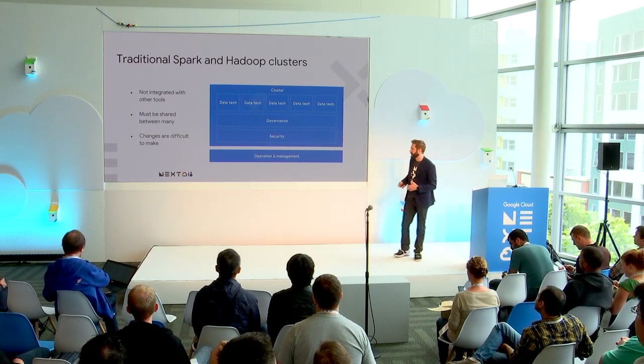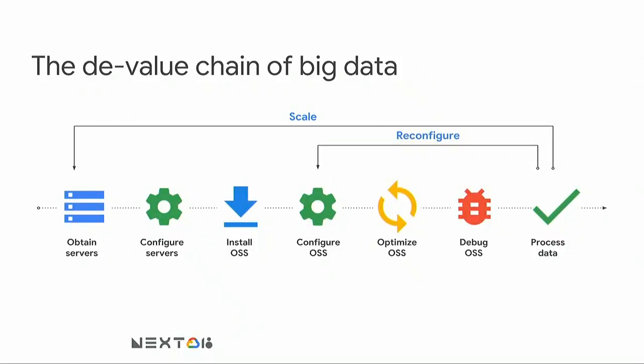And those changes end up creating something that we like to call the D-value chain of big data to some extent. And so this is probably familiar to anyone who's provisioned Hadoop clusters on premises one way or the other. But you've got to obtain servers first. From there, you have to configure servers. After that, you're installing the open source software. Then you're configuring that software. From there, you're optimizing it. Then you need to debug it. And then you can finally get to the point where you're ready to start to process data.